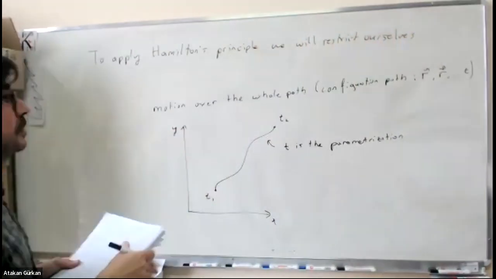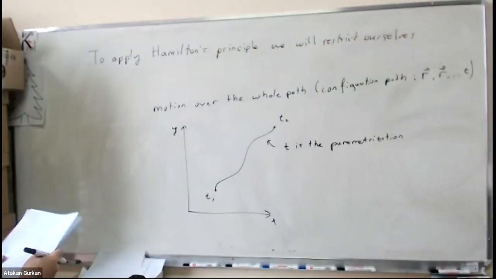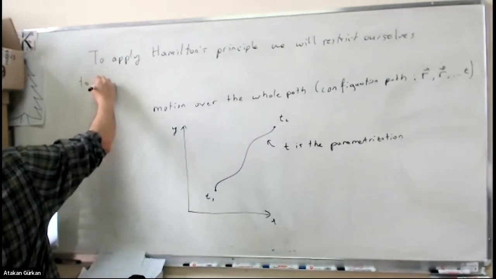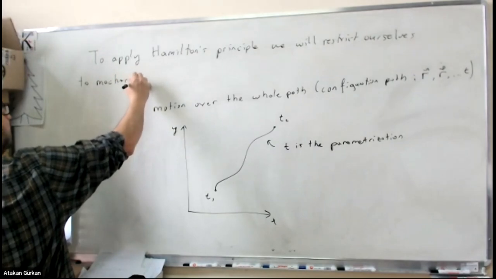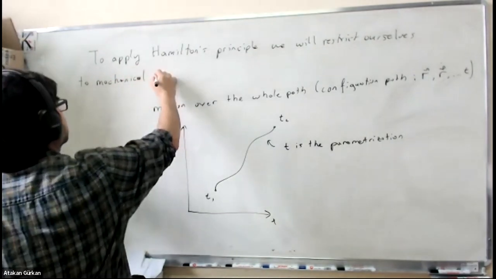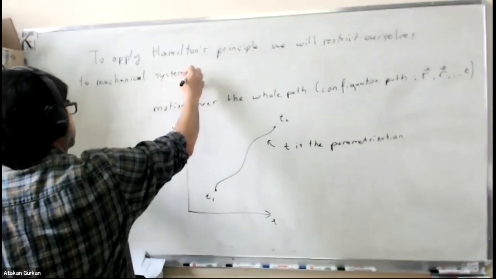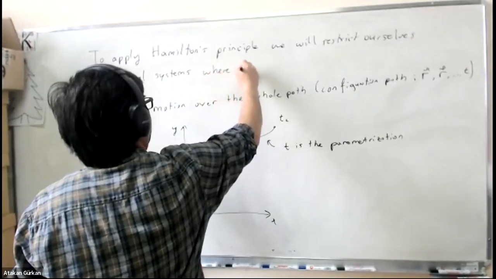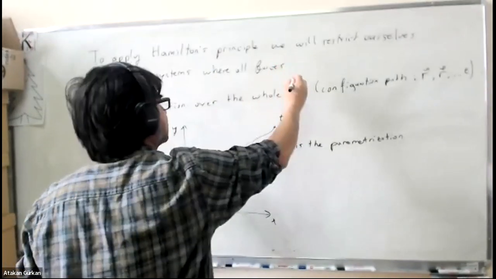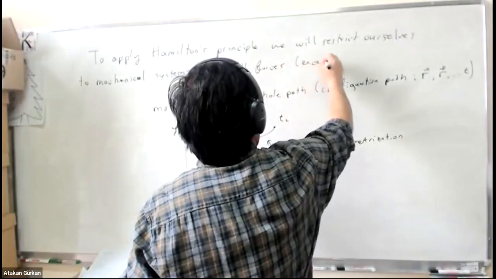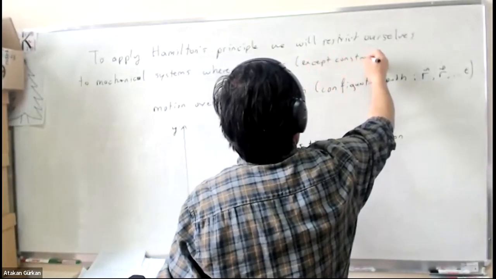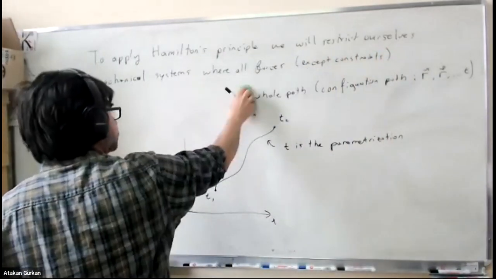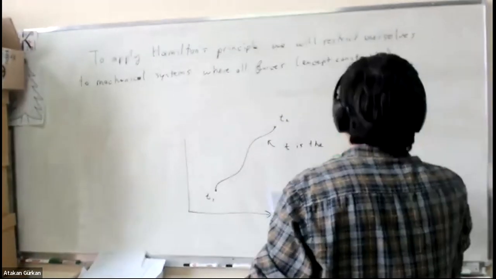So to apply this principle, I didn't state the principle yet, but I'm going to in a moment. We'll restrict ourselves to mechanical systems. And here I'm not using the mechanical system of D'Alembert's principle. Okay, just systems we are interested in. Mechanical systems, all forces except constraints are derivable from some potential.